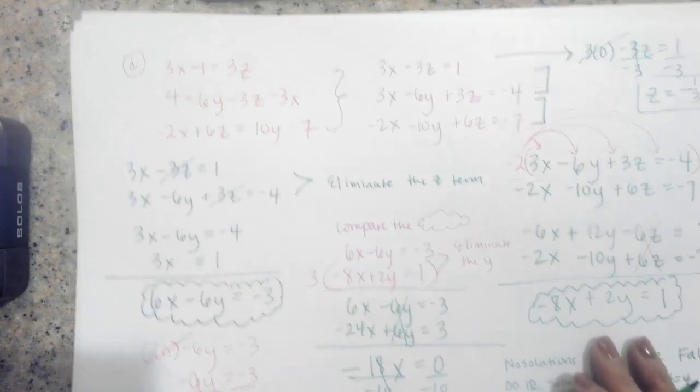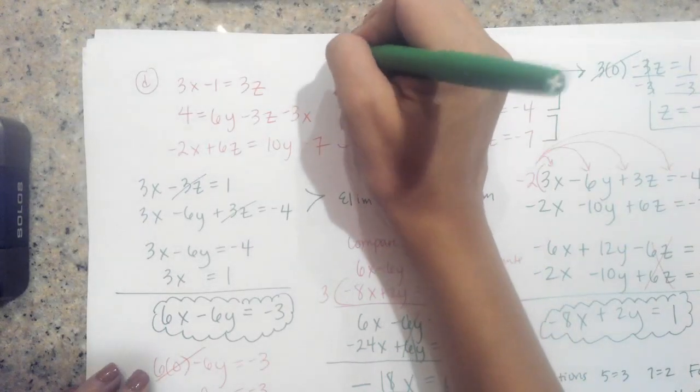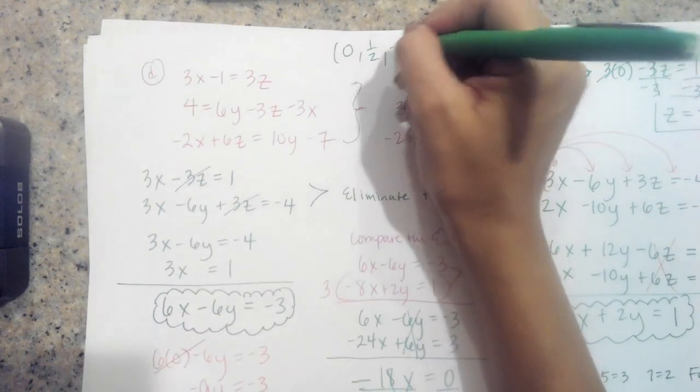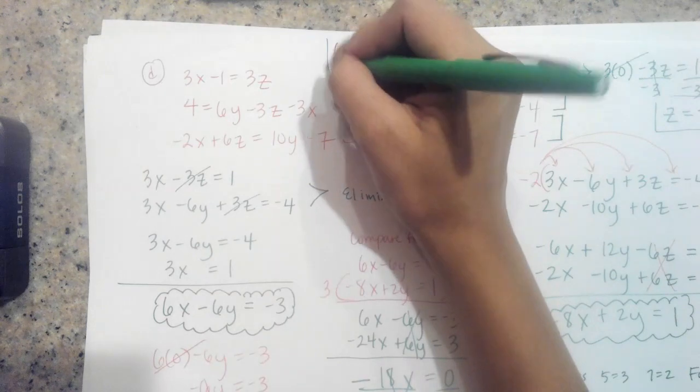Alright, so when I'm writing my solution, I'm going to write 0, your y coordinate is 1/2, and then your z coordinate is negative 1/3. That's it.